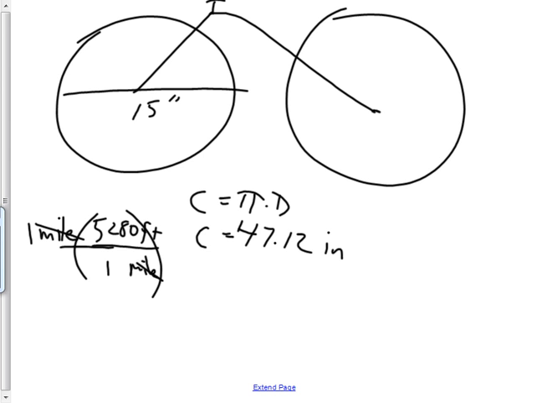And now if I want to get that feet into inches, times it, go ahead. 12 inches, 1 foot. You got it. Now my feet have canceled. Now I got my answer in inches. That's how many inches there are in a mile. And I just take that and divide by 47.12.